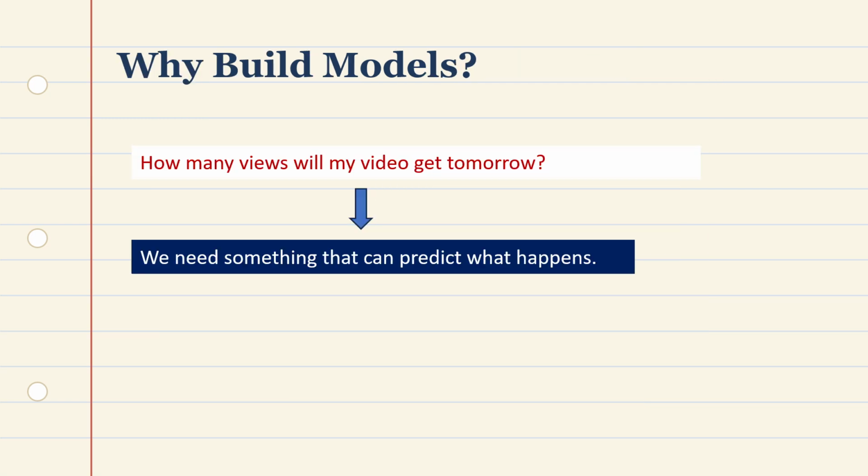Now, why do we build models? So, let's take the example of our social media post. You posted the video. Can you tell how many views you will have by tomorrow? Just simply by looking at the video, you cannot say that. That means there are certain rules that exist that we need to discover so we can understand the patterns, behavior, and kind of predict how many views we will have by tomorrow or in a month or in a year.